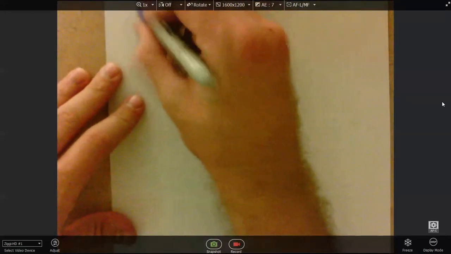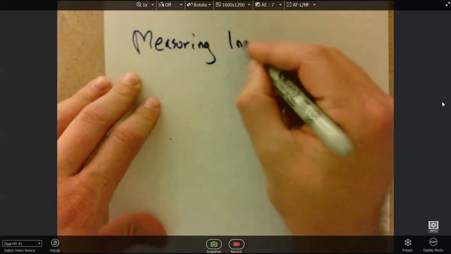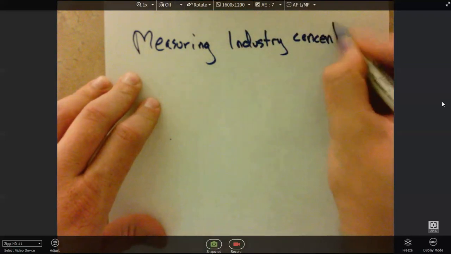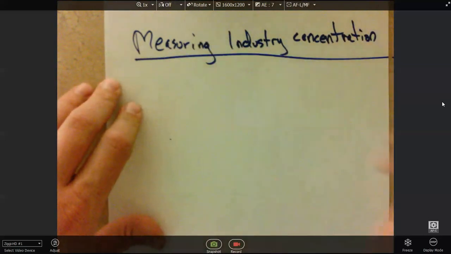And here's where we will leave off for today. All right, so measuring. And we will start off in class on Wednesday doing some problems from the back of chapter 7.